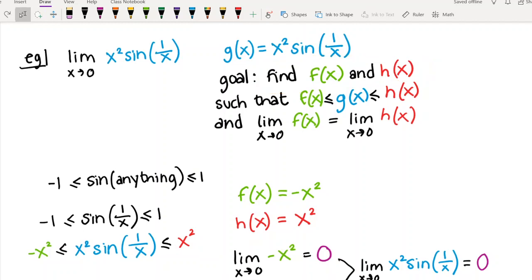The second step is you need to show that the limit of the bottom one and the limit of the top one are the same answer. So you need to actually find the limit of the bottom function, find the limit of the top function, and explicitly write those down.